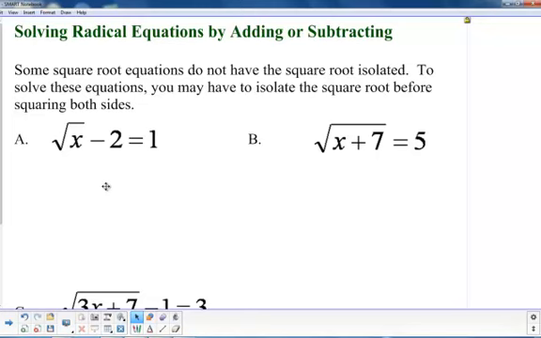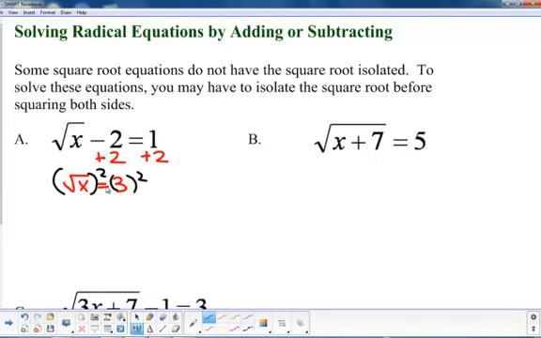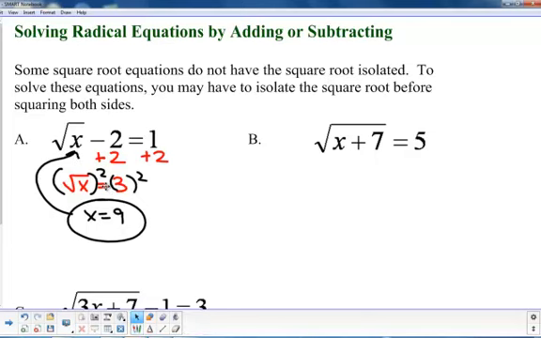This time, something needs to be done for the radical to be isolated. So our first step would be to add the 2. So the square root of x would equal 3. And then you square both sides. So x would equal 9. And you might want to just think about if that works. Square root of 9 is 3. 3 minus 1 is 2. Things are good. In this one, it already is isolated, so we're going to go ahead and square both sides.